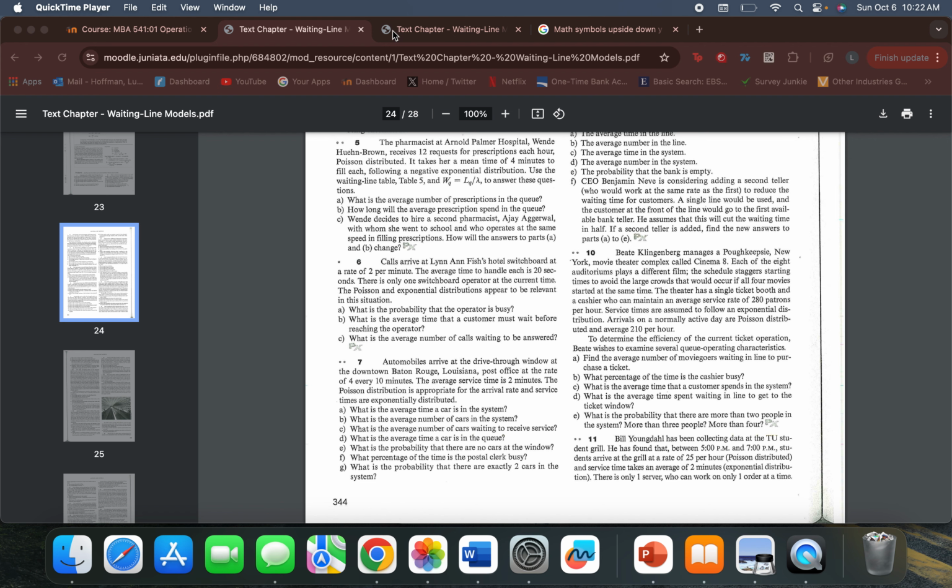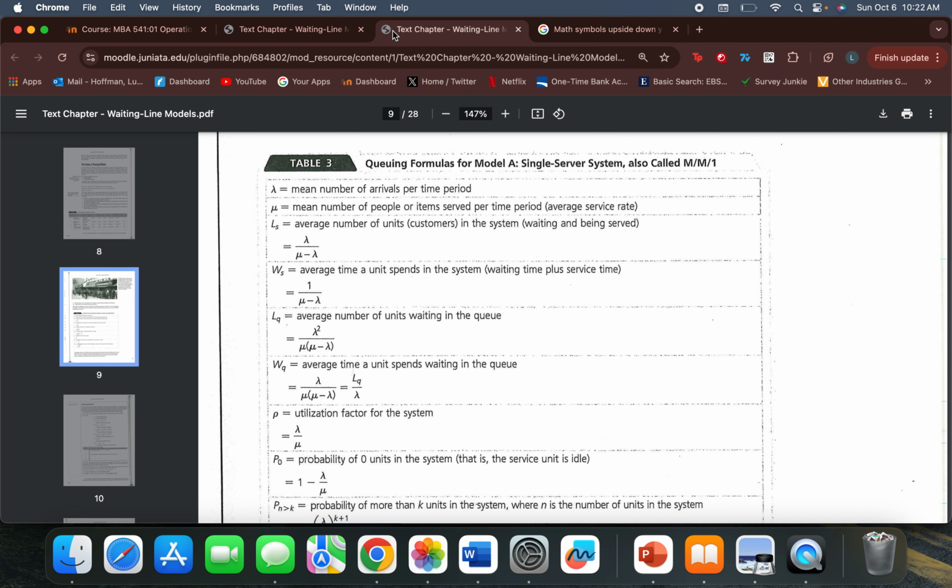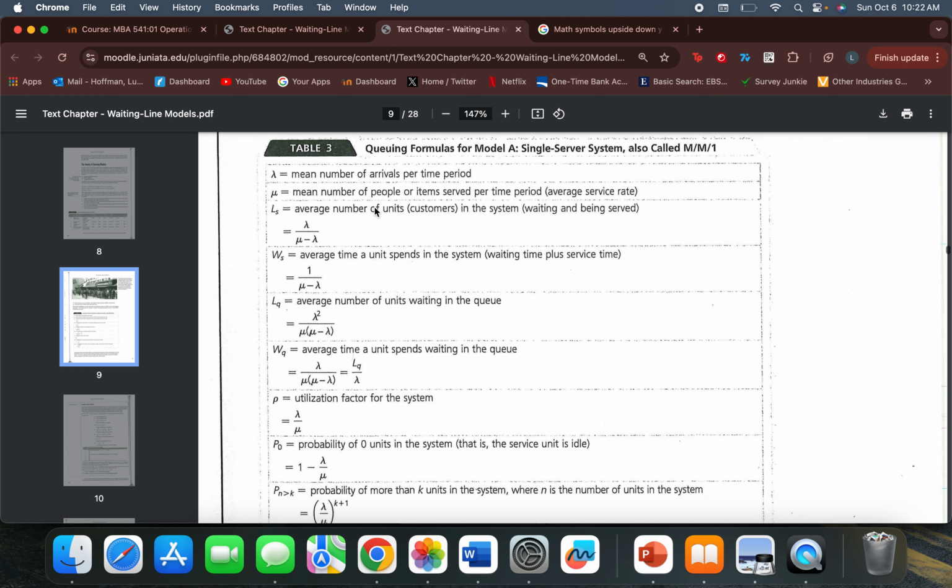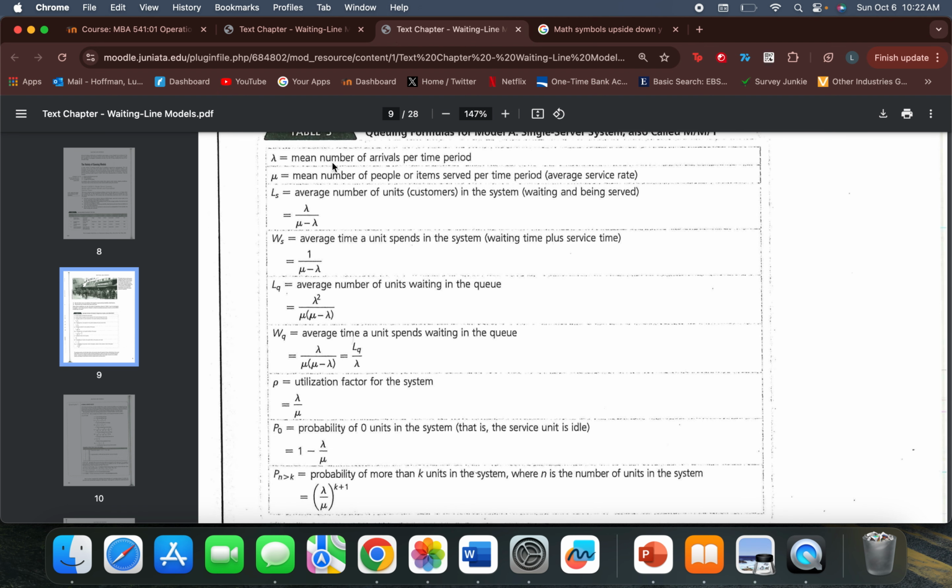So really, for this table 3, we're just going to use only this and those two numbers we found. The lambda, the upside down y, is going to be the mean number of arrivals per time period, which is 210, and then the fancy U epsilon is going to be 280 per hour. You can see through all these equations, those are the only two numbers that we're going to need.